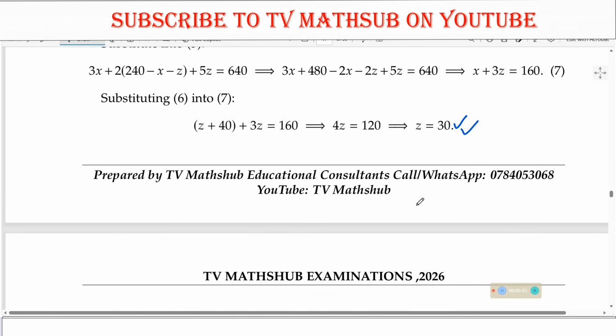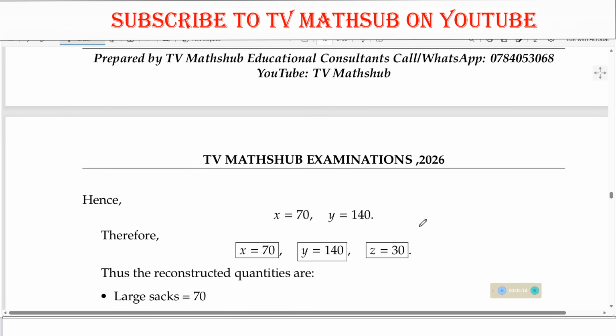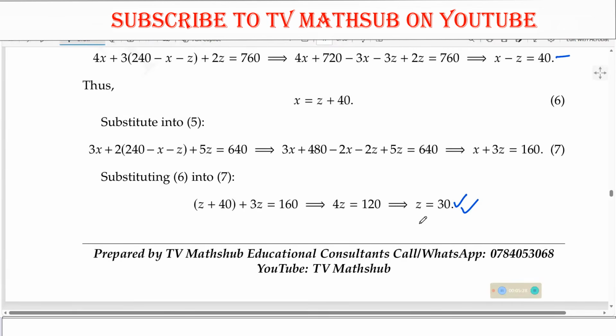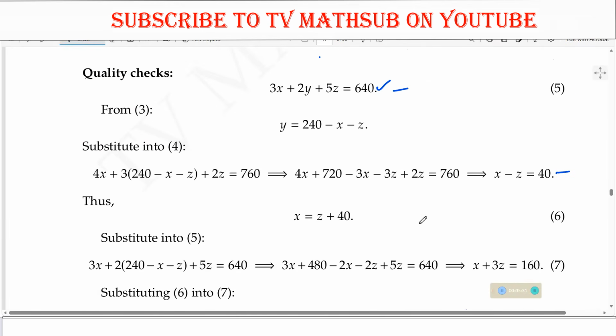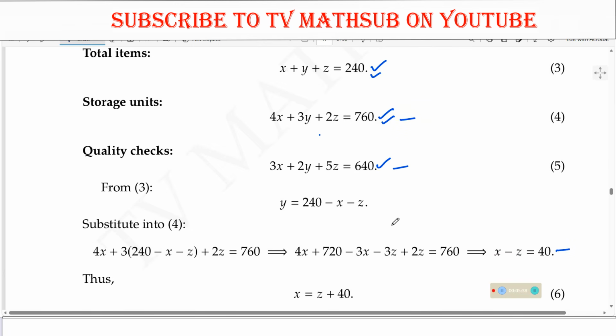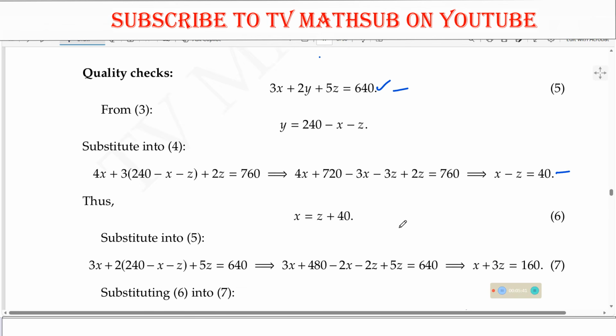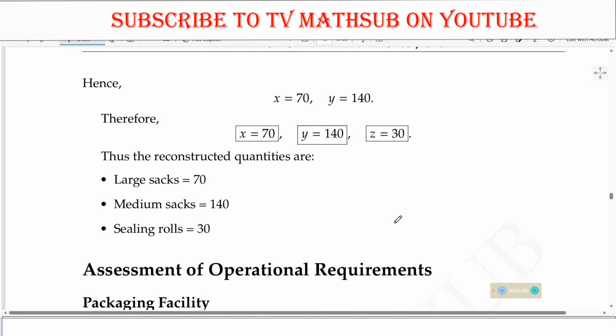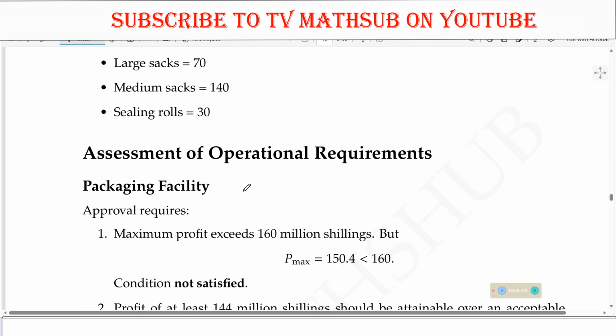But here you can use any method of your choice, so long as it gives you this value. So in general, you shall get X as 70, Y as 140, and Z as 30. Make sure you solve this following all the methods. Don't get the answer by simply pressing the calculator to get the values of X, Y, and Z; you must show the method of getting these values. Having obtained the values for X, Y, and Z, the reconstructed quantities are: large sacks, you will need 70 of them, medium sacks you will need 140, and ceiling rolls you will need 30.